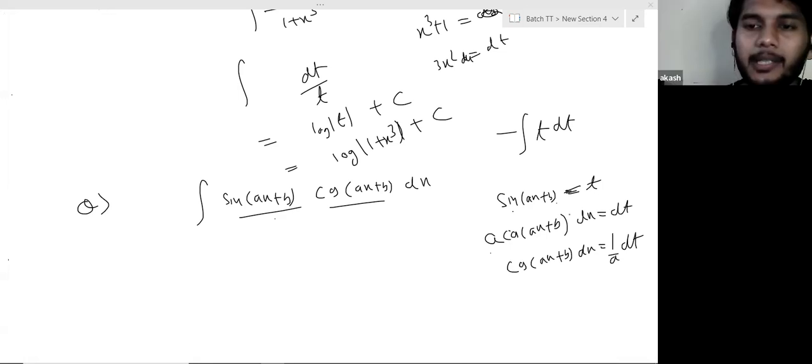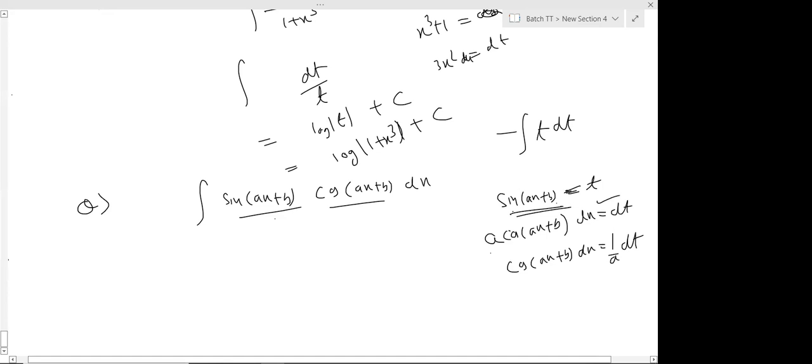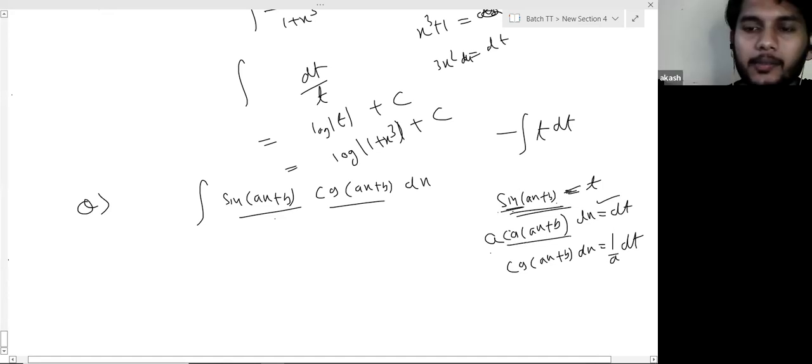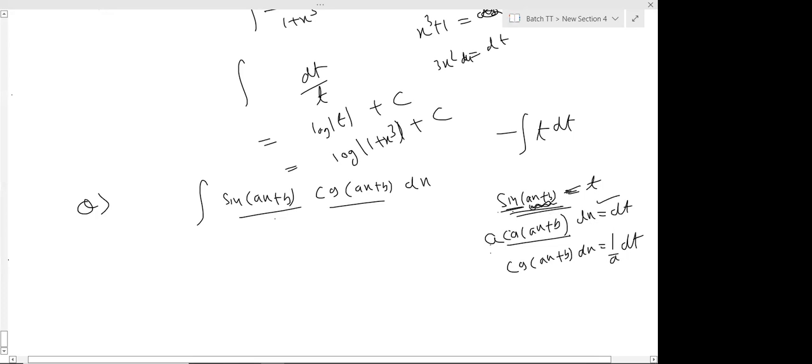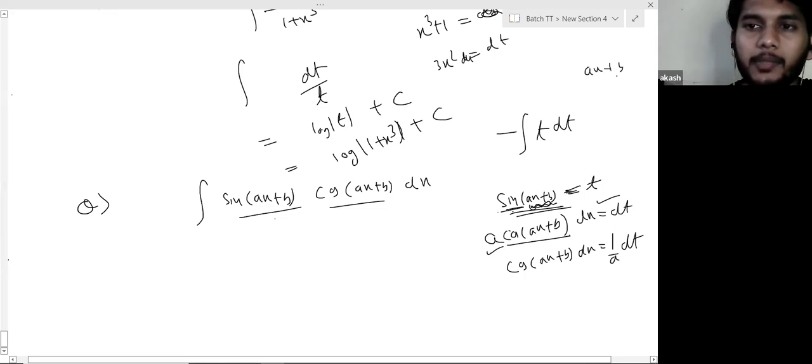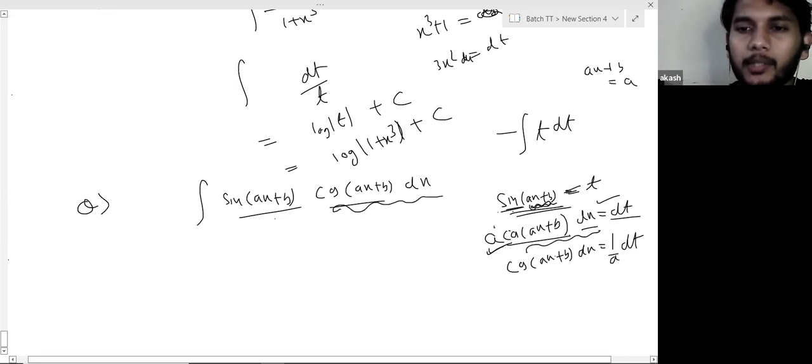All right. We have sine ax plus b equals to t. If you differentiate this function, differentiation of sine x is cos x. Now we have to differentiate this internal function also, ax plus b. So a constant, we can take it out. Differentiation of ax plus b is a. So a is multiplied into dx equals to dt. But we want cos ax plus b dx. So we can throw this a to this side. So 1 upon a dt.